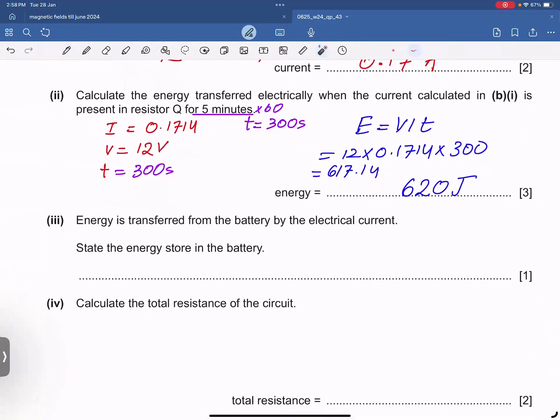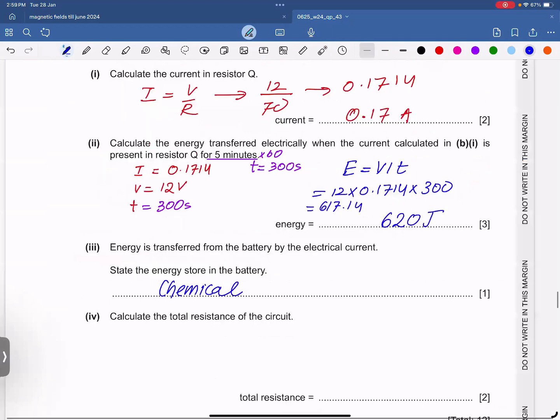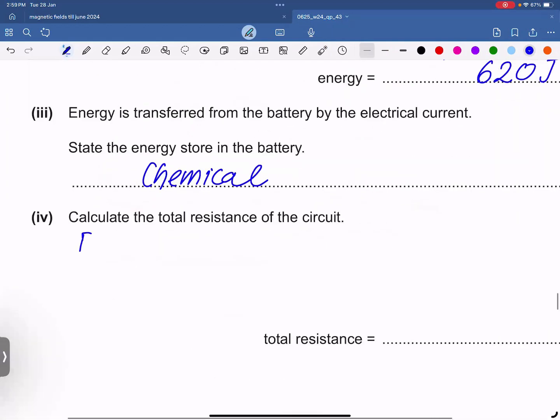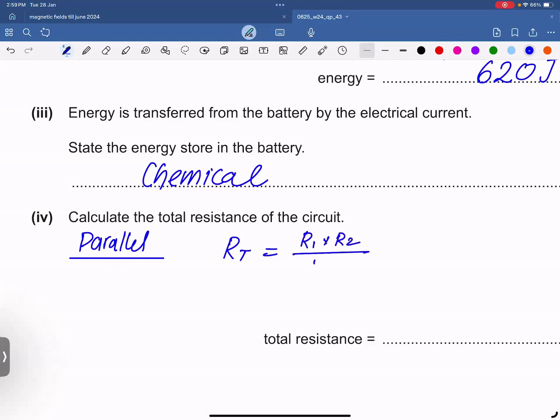Next part. The energy is transferred from the battery by electrical current. State the energy stored in the battery. Certainly, the battery has chemical energy. It changes into electrical. Calculate the total resistance of the circuit. They are in parallel. For two resistors in parallel, the combined resistance formula is the product of the resistors over the sum of the two resistors.